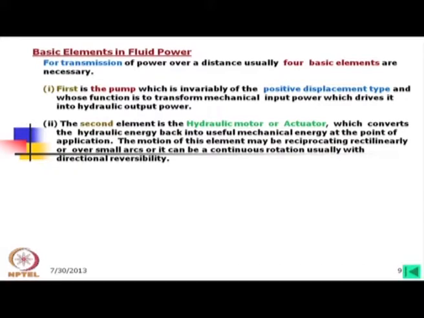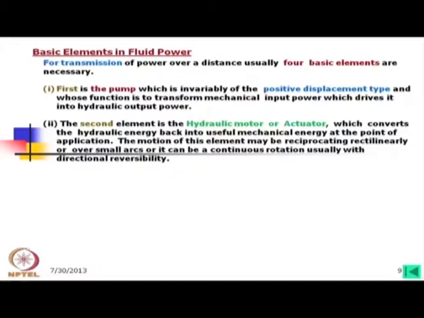The second element is the hydraulic motor or actuator, which converts the hydraulic energy back into useful mechanical energy at the point of application. The motion of this element may be reciprocating rectilinearly or over small arcs, or it can be continuous rotation, usually with directional reversibility. Reciprocating, you can easily understand, is an actuator piston cylinder, and rotary, say vane type or piston type, can be converted into rotary motion fully. But there are also actuators which give some motion, not a full rotation, but reciprocating in a curvilinear path.